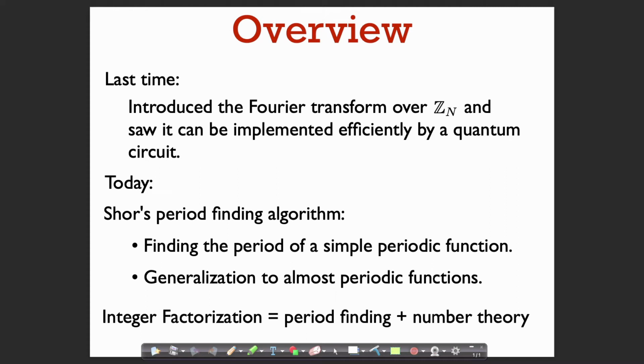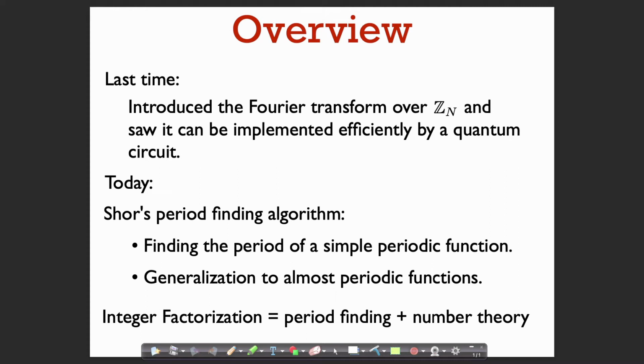So in the last video, we introduced the Fourier transform over the group of integers modulo n, and we also showed how to come up with a quantum circuit to implement that Fourier transform that just had order of log n squared many gates. Okay, so a very efficient quantum circuit to implement the Fourier transform. So today we're going to look at an application of that, an application of the Fourier transform over Zn, and that application is Shor's period finding algorithm.